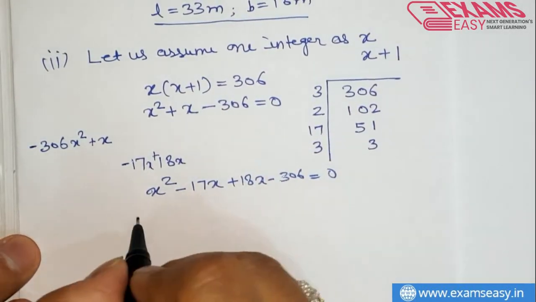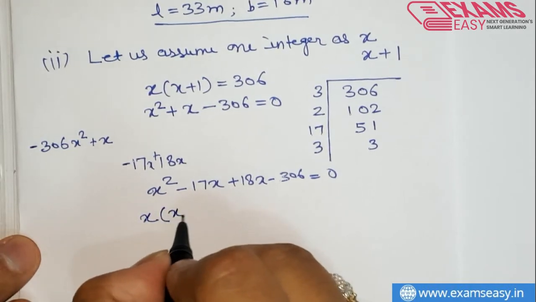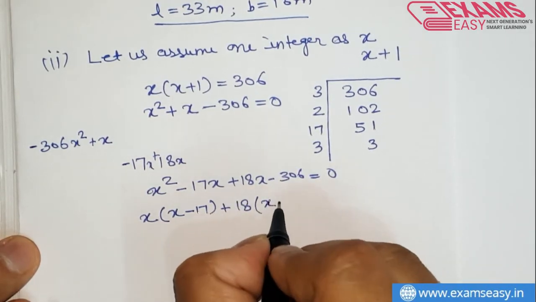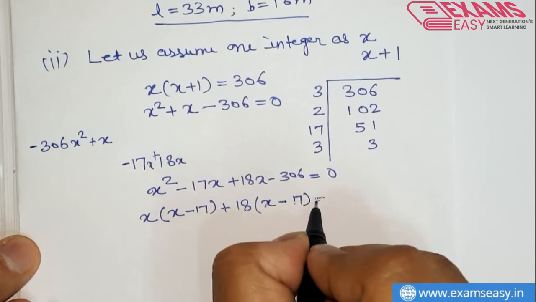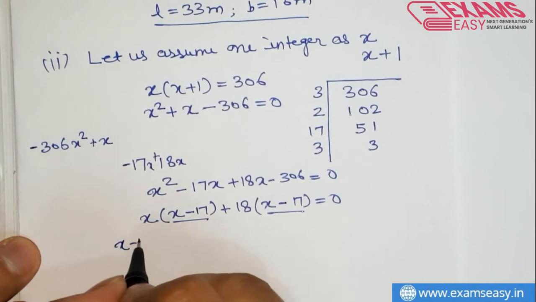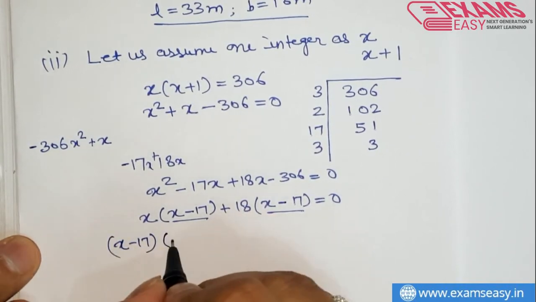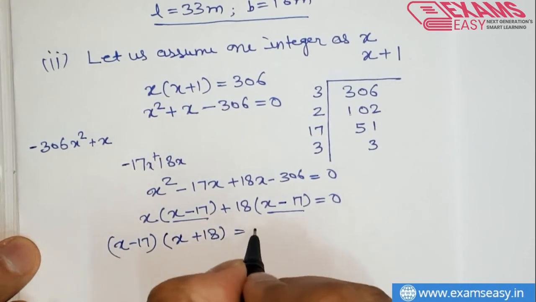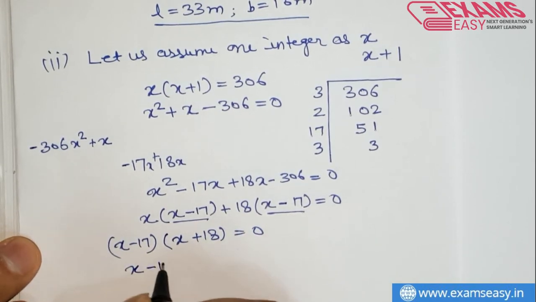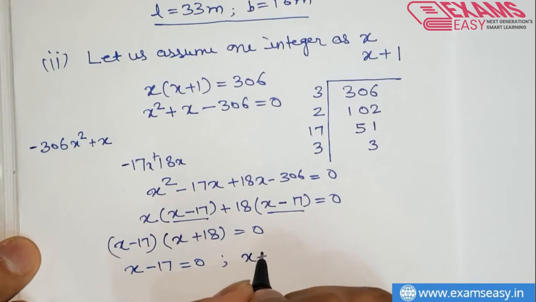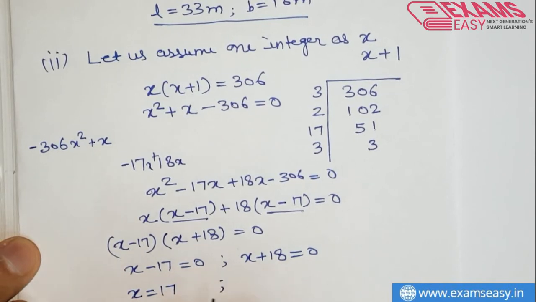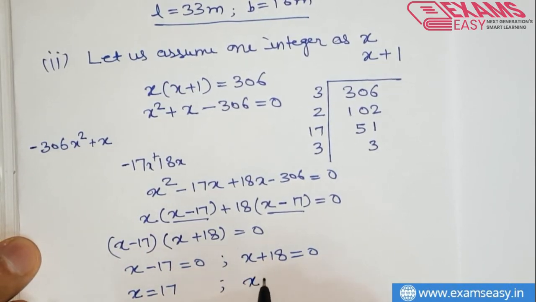Then we take x as common from the first two terms, then it will become x minus 17, plus we take 18 as common, then we get x minus 17 is equal to 0. Since within the bracket both terms are the same, we can take x minus 17 as common. In the bracket we get x plus 18 is equal to 0. Now we equate both the expressions to 0, then we get x minus 17 is equal to 0 and x plus 18 is equal to 0.